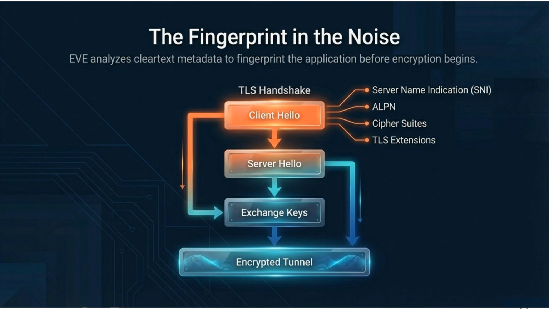How does it work? EVE finds the fingerprint in the noise. By analyzing clear text metadata during the TLS handshake, specifically the client hello and server hello, EVE fingerprints the application before the encryption even begins. It securely evaluates elements like the server name indication, ALPN, cipher suites, and TLS extensions during the key exchange phase, long before the encrypted tunnel is actually formed.